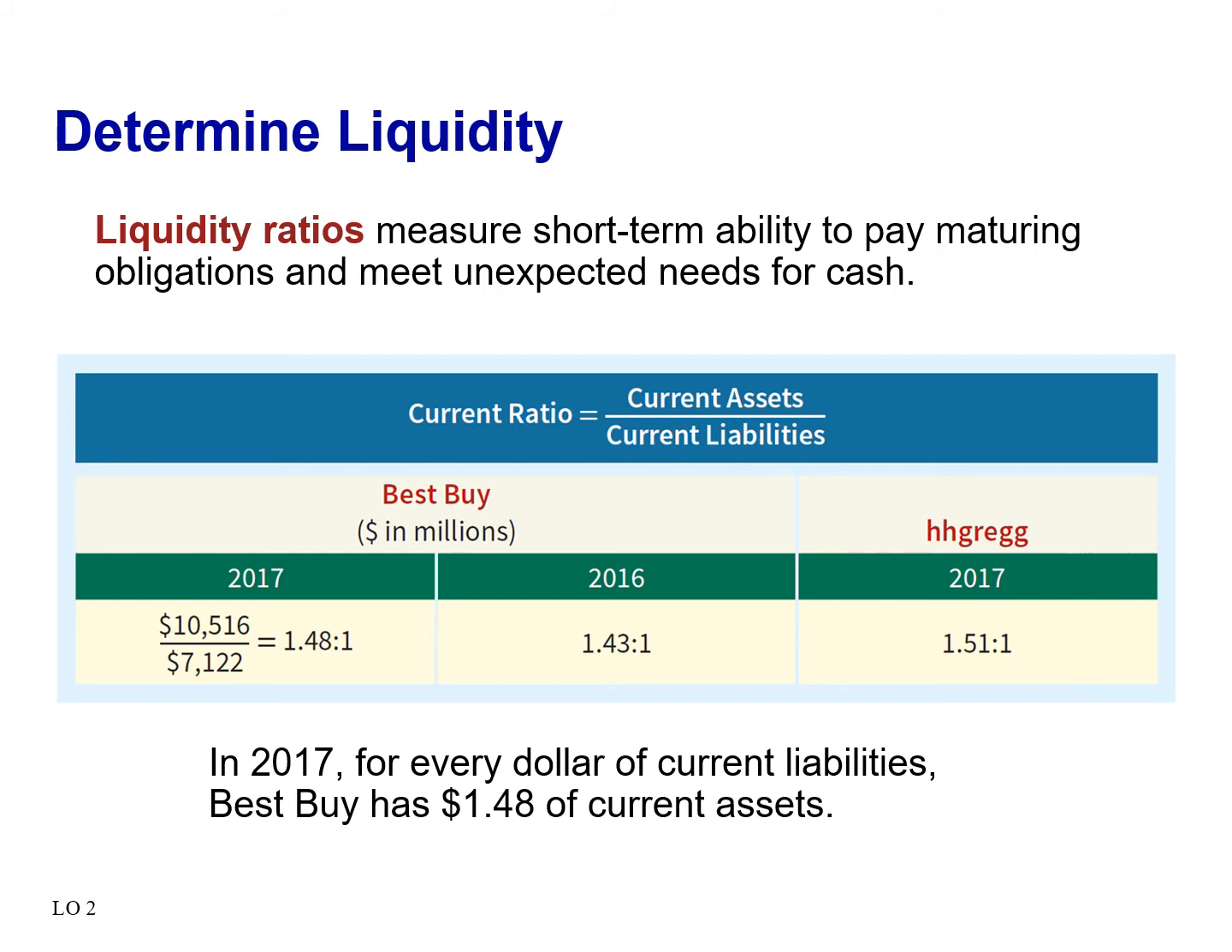Two companies with the same amount of working capital may have significantly different current ratios. This slide shows the 2017 and 2016 current ratios for Best Buy and H.H. Gregg. Best Buy's 2017 current ratio of $1.48 to 1 means that for every dollar of current liabilities, Best Buy has $1.48 of current assets. Best Buy's current ratio increased in 2017. Best Buy's liquidity is lower than H.H. Gregg's, but not significantly so.